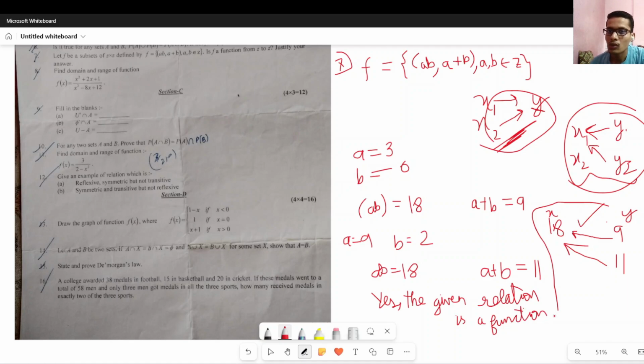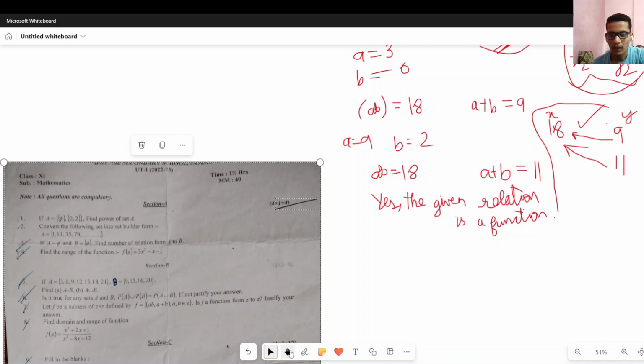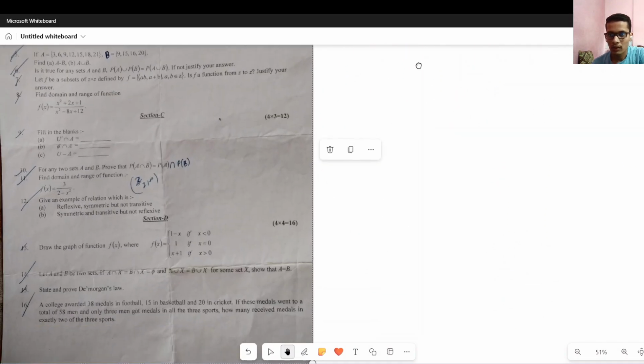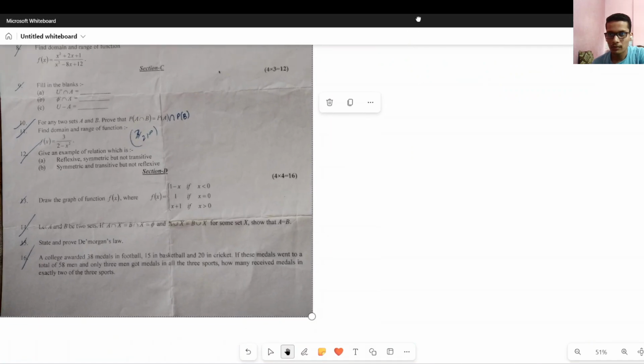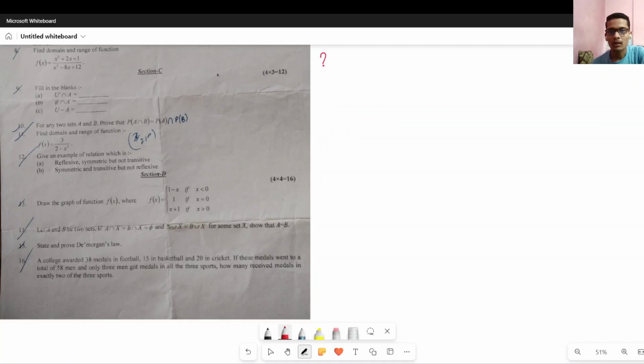All right. So the next question is question number 8. In question number 8, we have to find the domain and range of the function. All right. So let's just start with the question, that is question number 8.